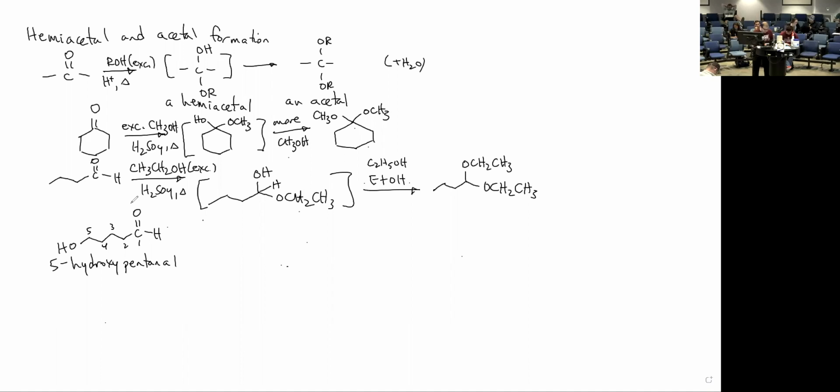So let me redraw that molecule for you in a somewhat more suggestive manner. If this is carbon 1, you have 2, 3, 4, 5. And you can see that the OH group on carbon 5 is in exactly the right place to attack that carbonyl carbon. Whichever way you want to draw that molecule, you can draw it either way. If you were to treat this with just an acid catalyst, it's going to react with itself, and you will generate a hemiacetal that has a 6-membered ring.